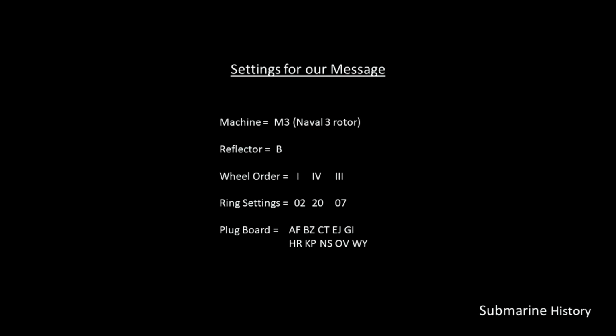So these are the settings for our messages. We're using an M3 ENIGMA, that's the Naval 3 rotor. We're using Reflector B. Our wheel order is 1, 4, and 3. Our ring settings are 0, 20, and 7. And our plug board pairs are listed. I won't go over those. You can just stop the slide if you want to read them. Again, this is all in the description for the video, so you don't actually have to stop this and try to write this stuff down.